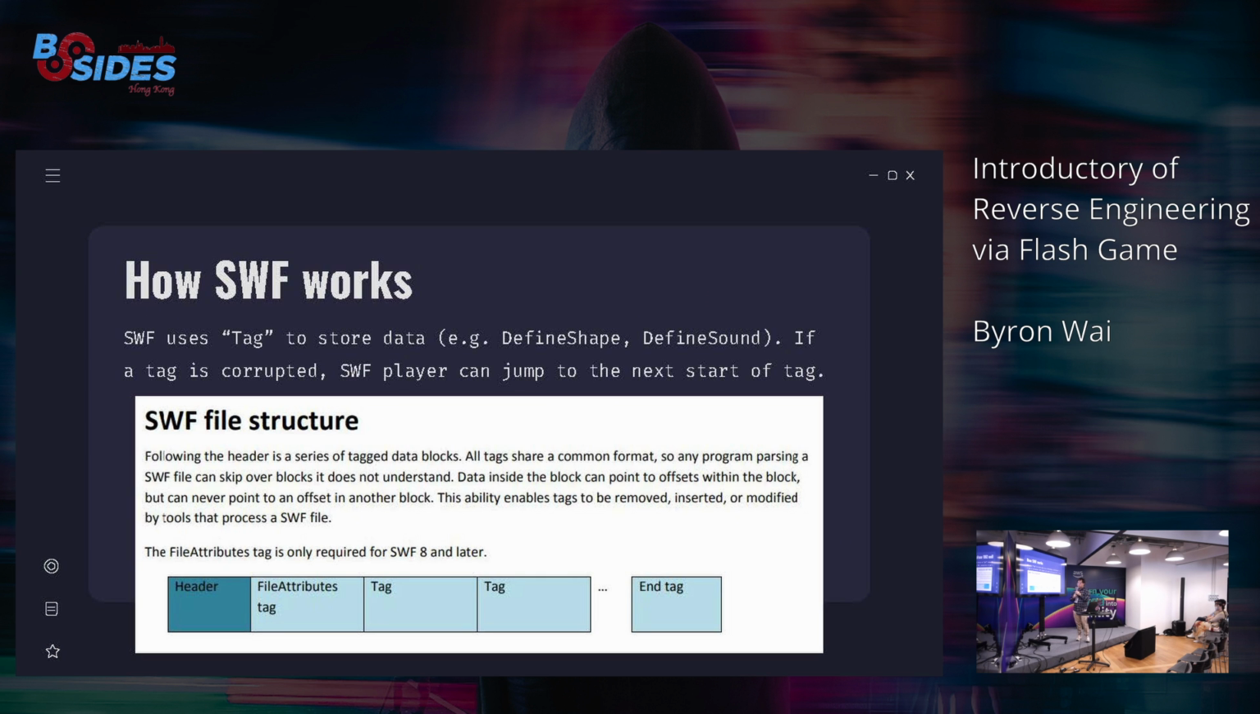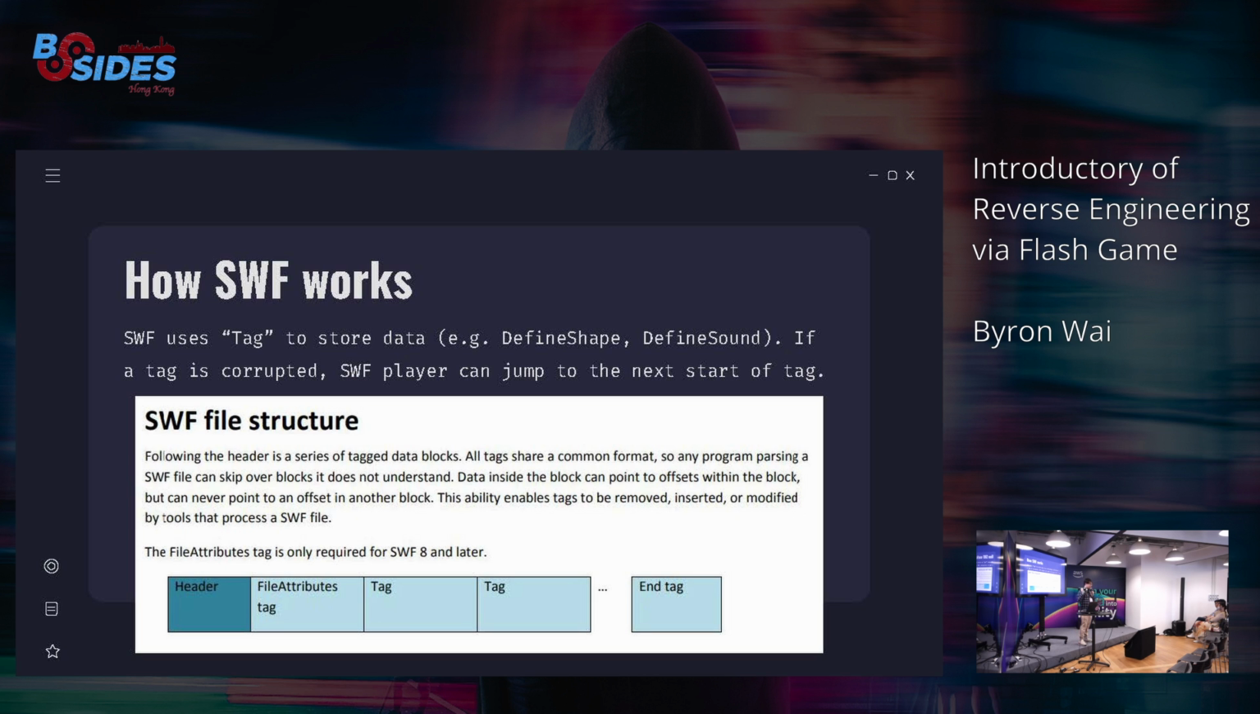Okay, so the next step, what is an SWF file? SWF file, you know Flash a lot, right? So the files that Flash will run are called SWF. So SWF has a file structure like this. You will see the header, and following the header, it will be every tag.